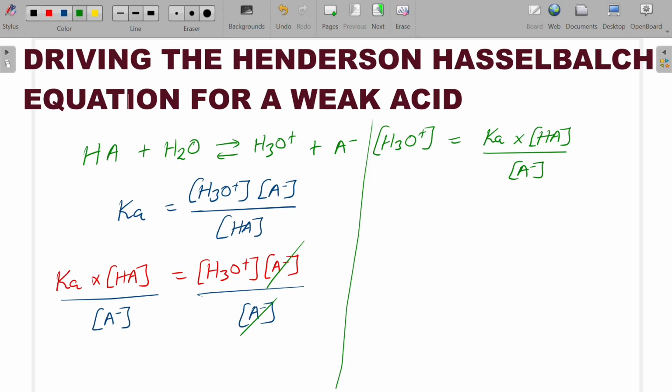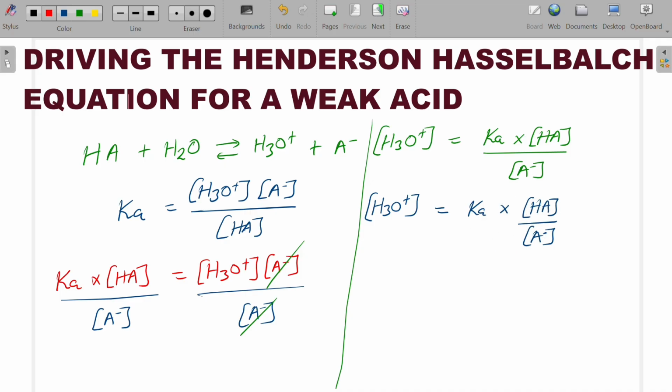All right. So what we have there can be rewritten in this format, where we have the hydronium ion concentration equal to Ka multiplied by the acid concentration divided by the base concentration. So Ka multiplied by this ratio is the same as Ka multiplied by the acid concentration and divided by the base concentration, the same thing that we have here. We've just rearranged it in this format. So this is what we are going to use now.